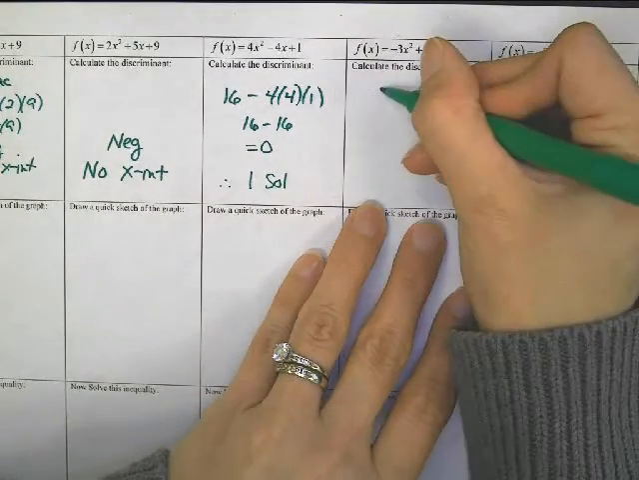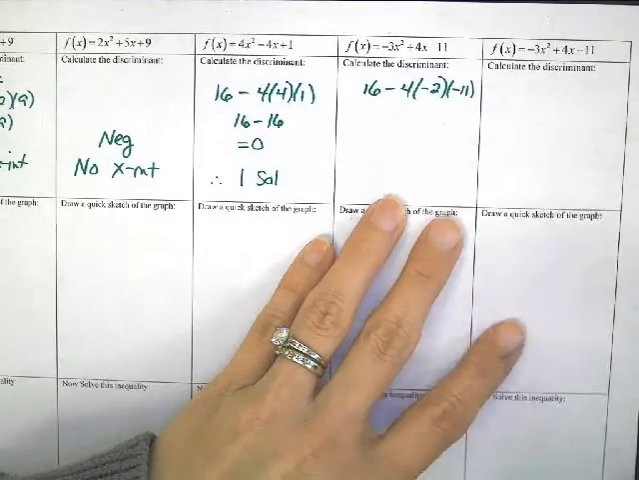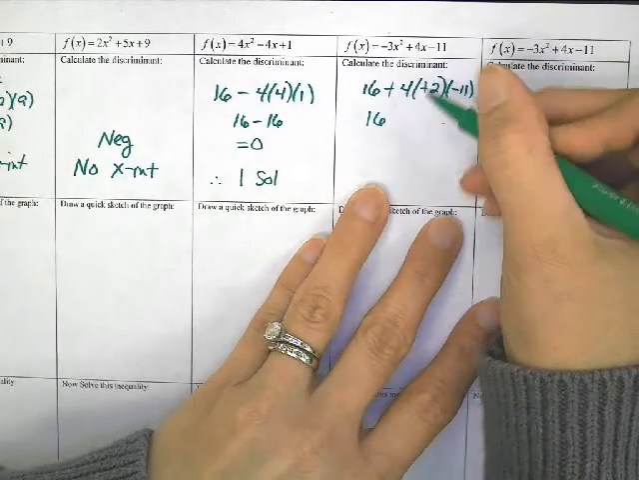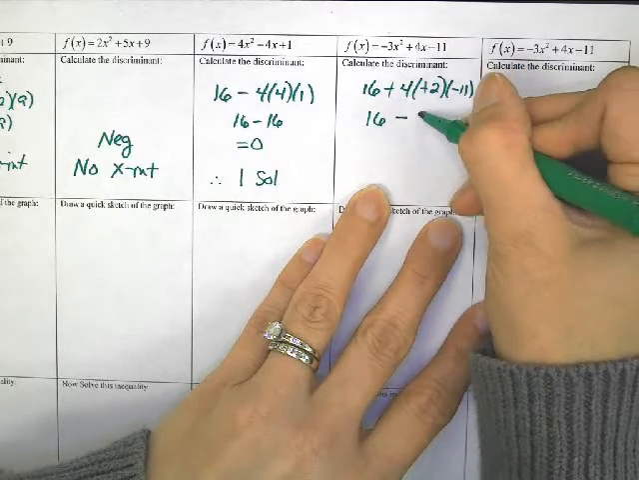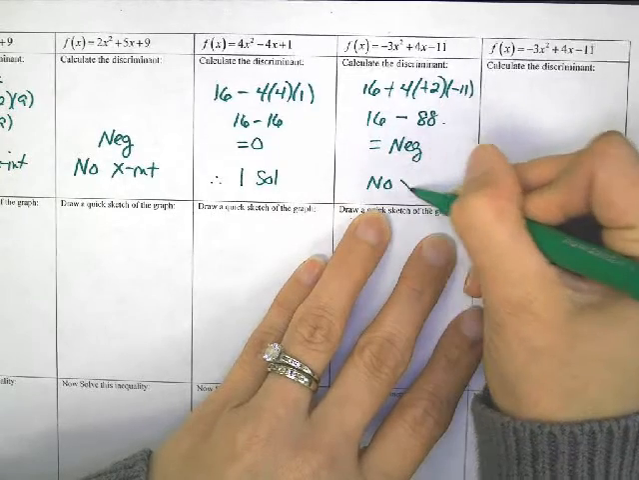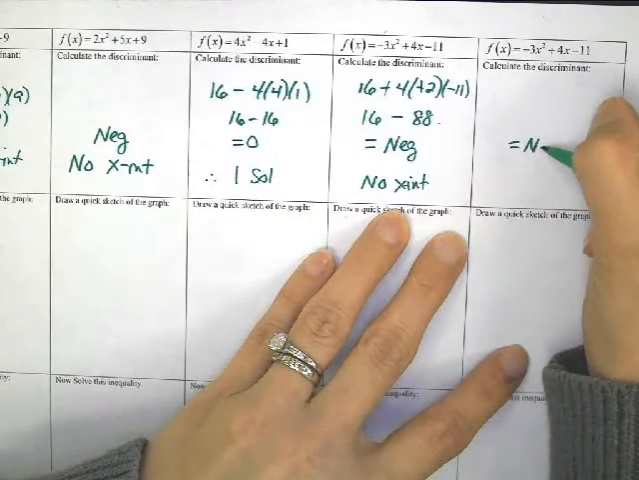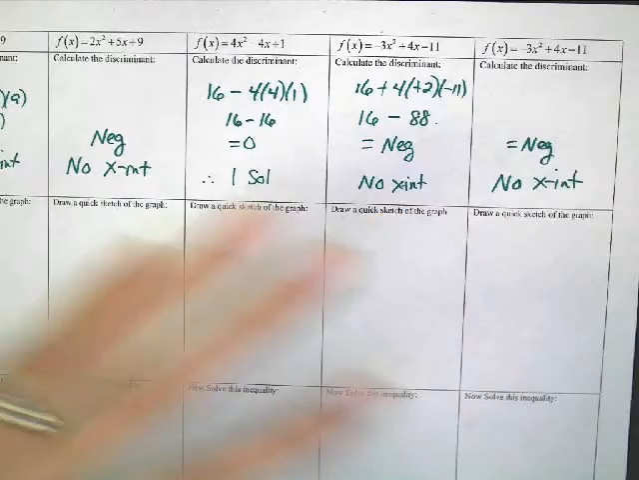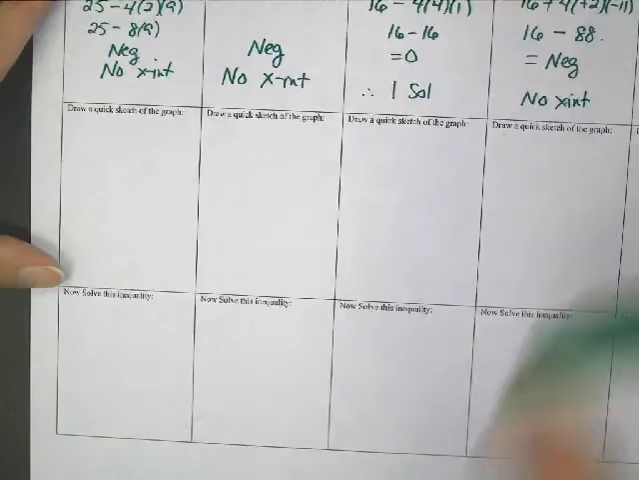Okay, here's a new problem. b squared minus 4ac. Negative times negative cancels. 16, that negative is going to stay. 8 times 11 is 88. Okay, the answer is negative. So no x-intercepts. And that's the same problem. So the answer is negative with no x-intercepts. Okay, why am I doing the same problem multiple times? You'll see in just a second.